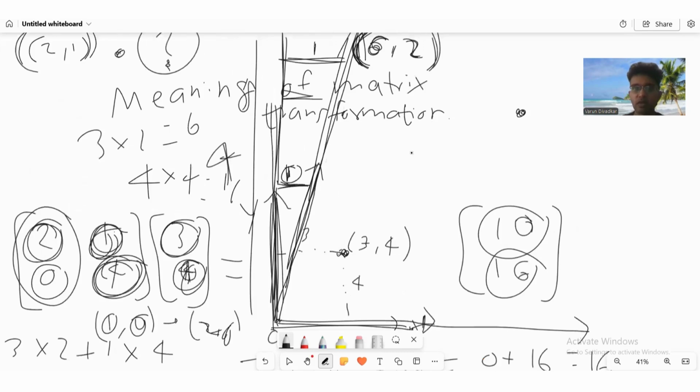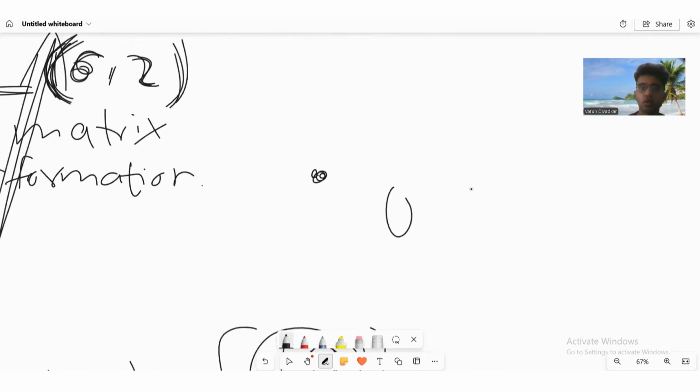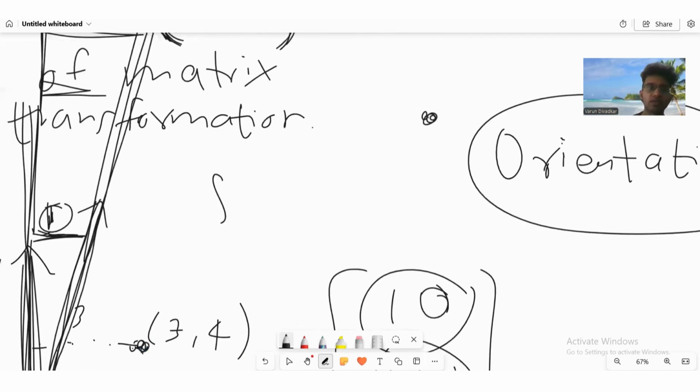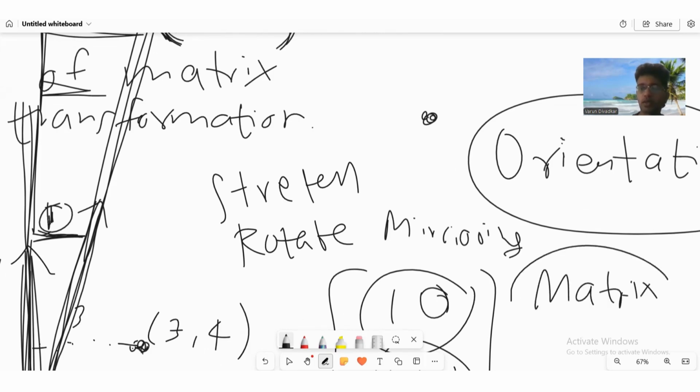So that's the idea of a matrix. So matrix is nothing else but it just shifts your orientation of the coordinate system, right? It's just another way of looking at it. So if you want to stretch something, or say if you want to rotate something, or say if you want to be mirroring something, it's a matrix which gets that done for you, right?